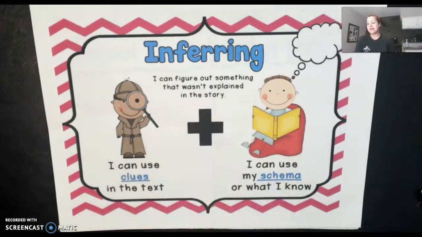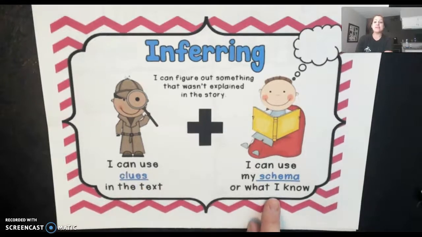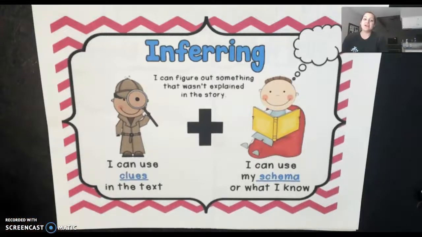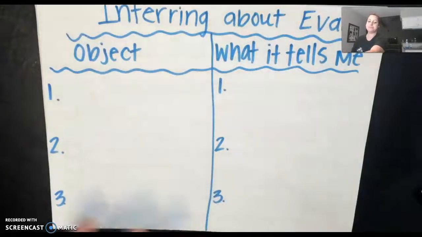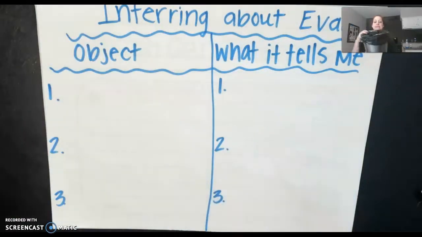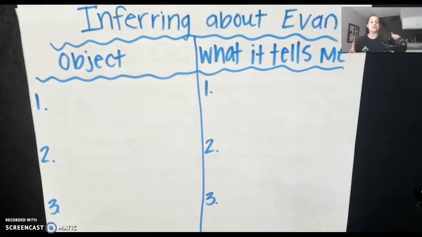I can figure out something that was not explained in the story by using some clues like a detective and the schema that you already have in your brain, what you already know. So we're going to do something fun. Don't tell Evan, but I went through his trash can. Here I have his trash can. He had a couple of things in his trash can, and we're going to work together to make an inference about some things in his trash can.